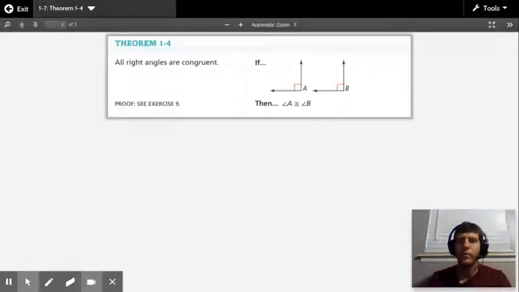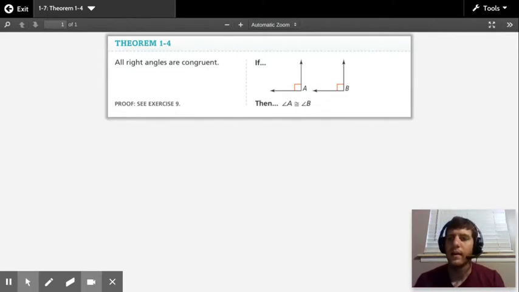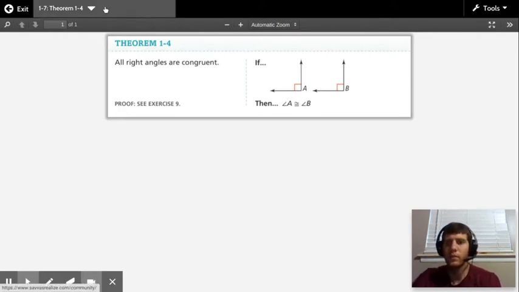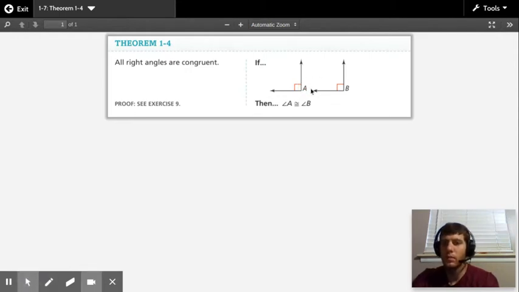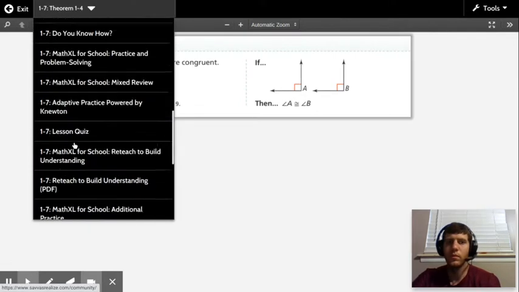So theorem 1.4 says that all right angles are congruent. It basically says if you have two right angles, then those right angles are congruent. Pretty straightforward. If two angles are right angles, they're going to be congruent, right? Because if they're both right angles, then we know their measures both equal 90 degrees. And since their measures are equal, they're going to be congruent. So that one's pretty straightforward.